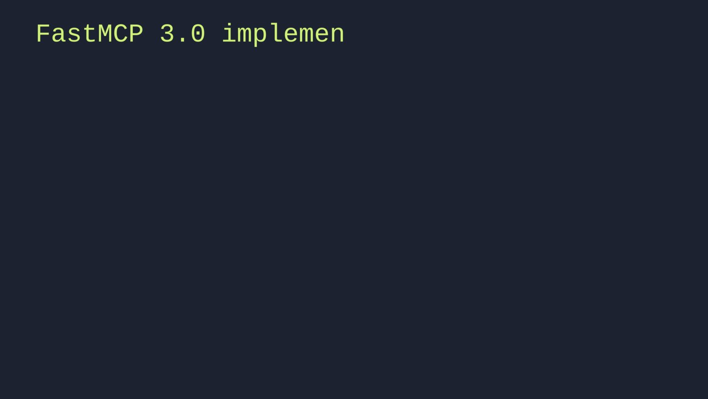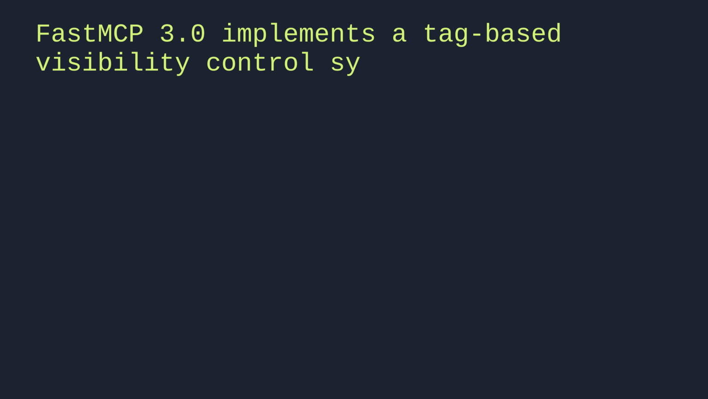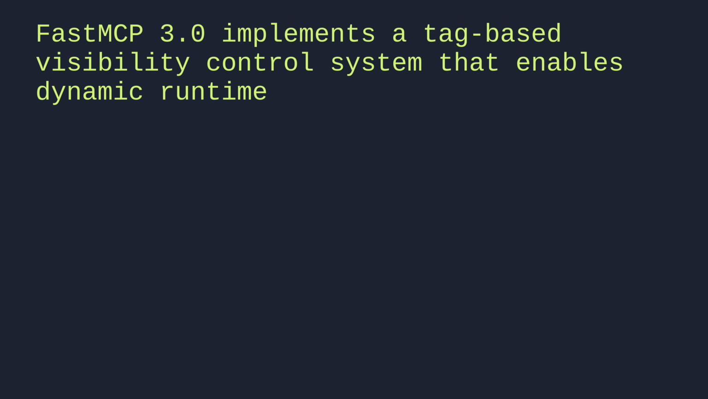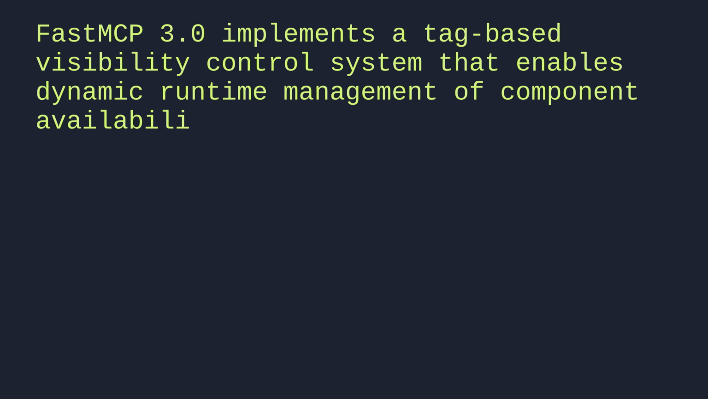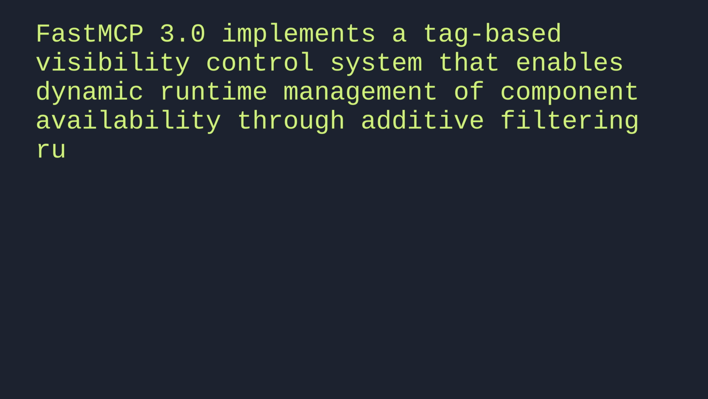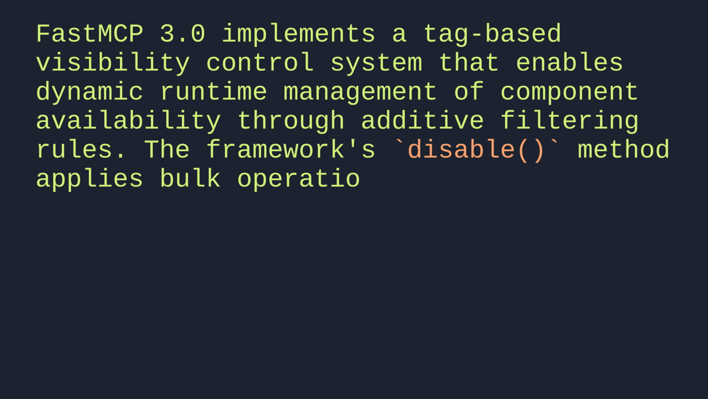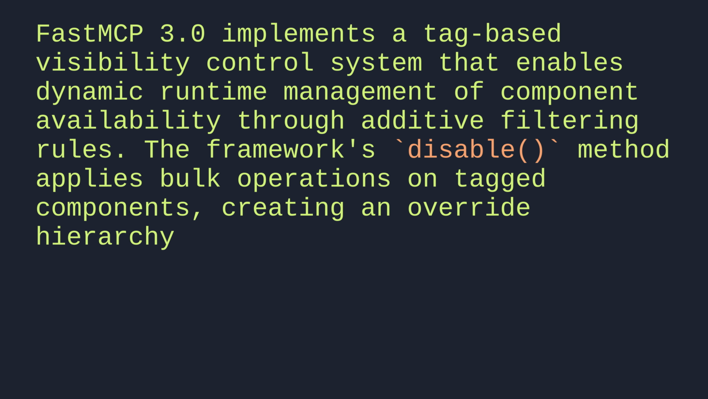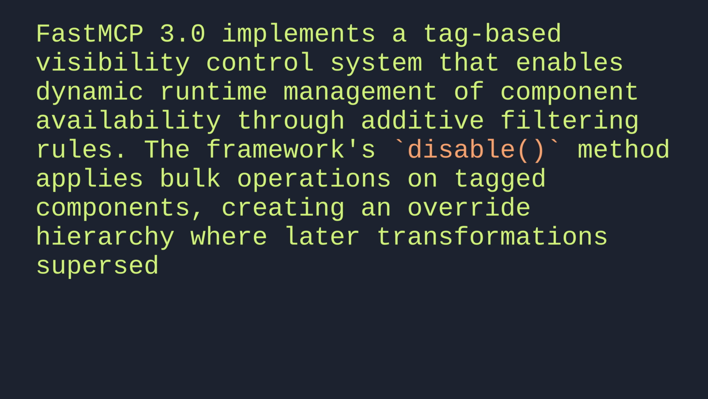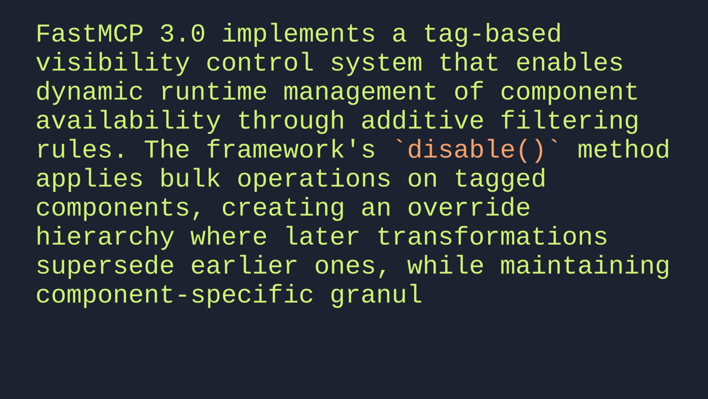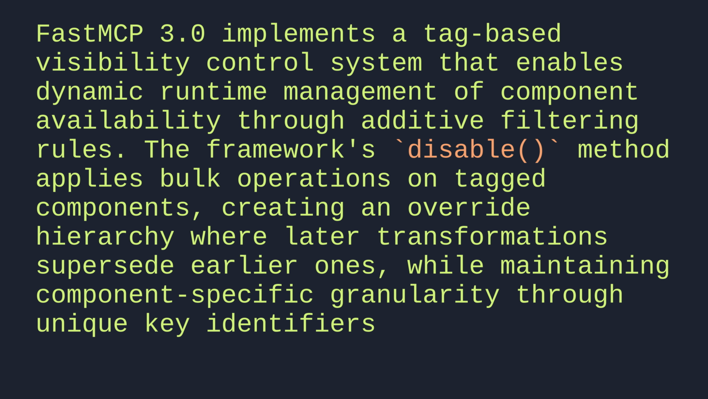FastMCP 3 implements a tag-based visibility control system that enables dynamic runtime management of component availability through additive filtering rules. The framework's disable method applies bulk operations on tagged components, creating an override hierarchy where later transformations supersede earlier ones, while maintaining component-specific granularity through unique key identifiers.